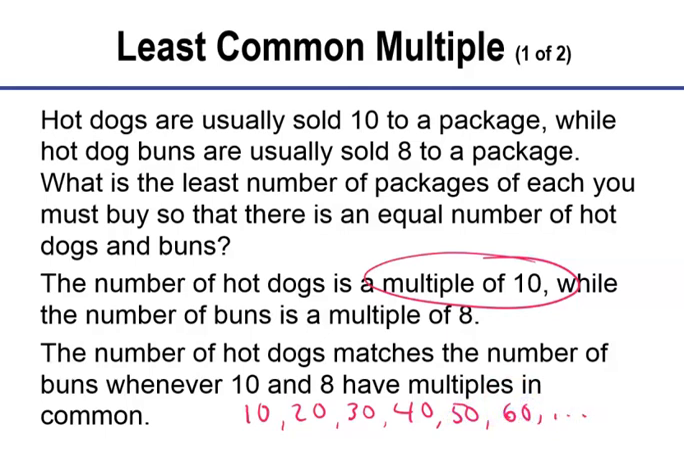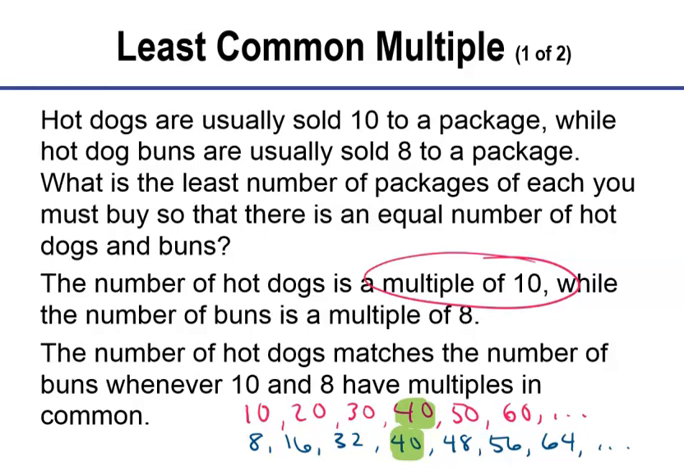Okay, well, how about buns? Buns are in multiples of 8, so 8, 16, 32, 40, what's next? 48, and then 6 times 8, 7 times 8 is 56, 8 times 8 is 64, they keep going. Now, what are we really looking for? We're looking for the lowest value that is on both of our multiple lists, and if you scan your list, you see that 40 is the winner. So if we had 40 buns and 40 hot dogs, then we would have a matching set.